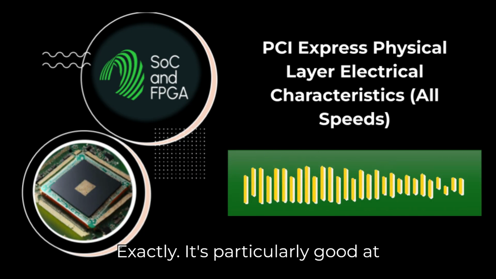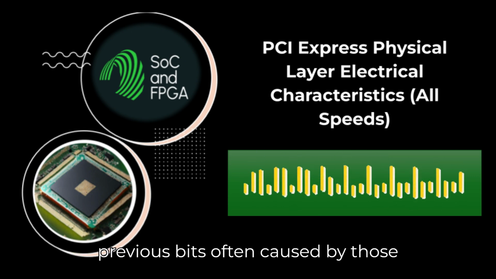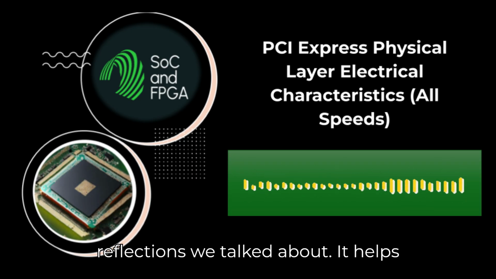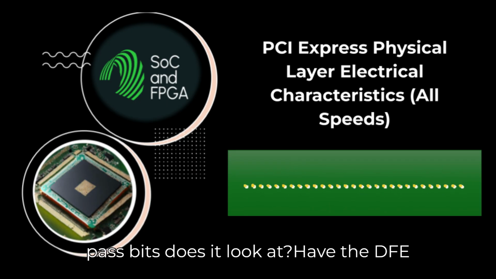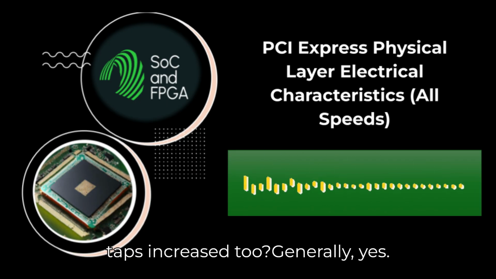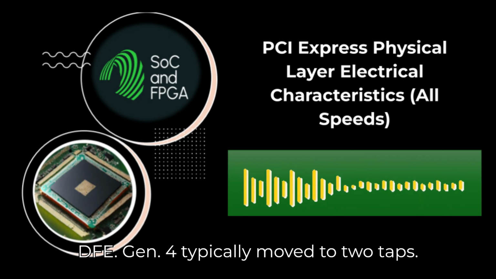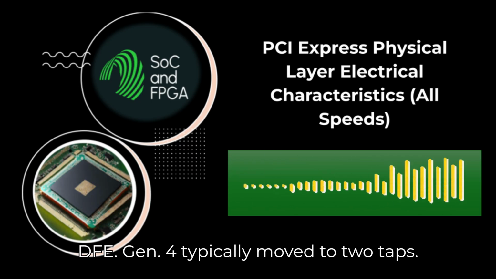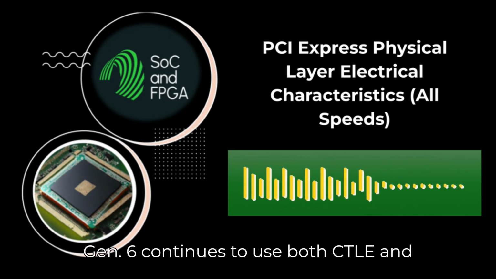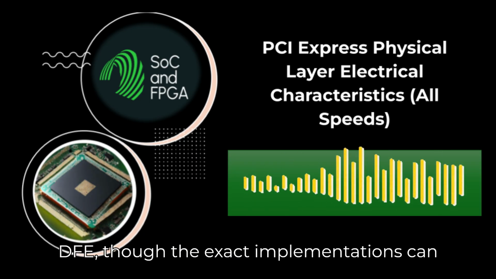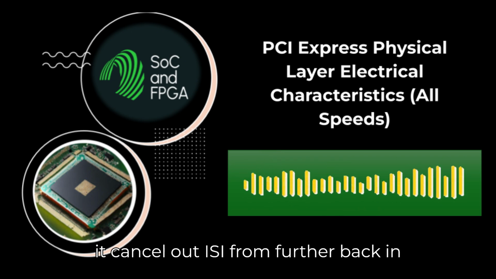Exactly. It's particularly good at removing post-cursor ISI, the echoes from previous bits, often caused by those reflections we talked about. It helps clean up the horizontal dimension of the eye, reducing timing jitter. And how many past bits does it look at? Have the DFE taps increased too? Generally, yes. Gen 3 might have used just a 1-tap DFE. Gen 4 typically moved to 2 taps. Gen 5 often uses 3 or more taps. Gen 6 continues to use both CTLE and DFE, though the exact implementations can vary between chip vendors. More taps let it cancel out ISI from further back in the past.